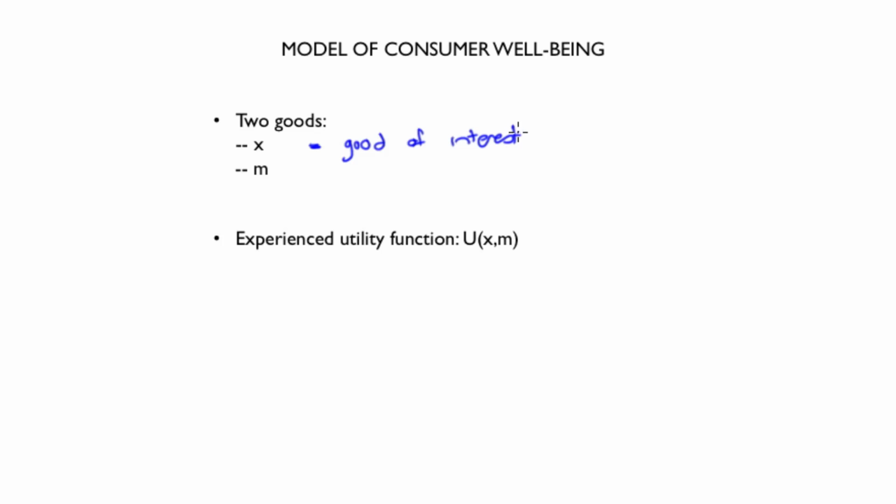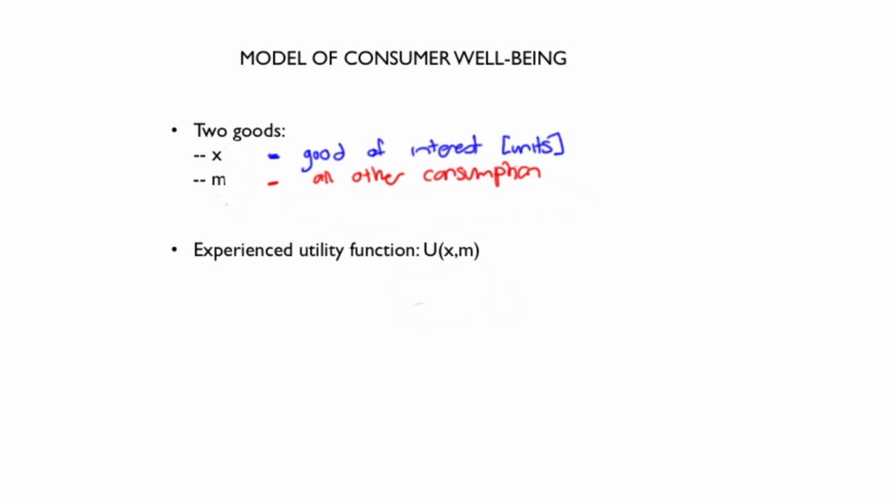So for example, if we are looking at the market for cars, X will be denoting how many cars the consumer consumes. And also another good M, which we should think of as a measure of all other consumption. In particular, X denotes the units of the good of interest, so it's measured in units that the consumer consumes. In contrast, the good M is going to be measured in dollars, and you should think about it as a composite good that reflects how much is consumed in all other goods and services except for X.